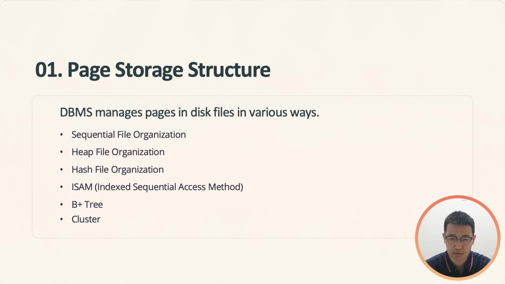Okay, about the page storage structure. In fact, in the DBMS, the database management system, there are different ways to manage the corresponding pages in the disk. You can arrange the pages according to a sequential file organization, or keep them in the heap way of organizing the file. And then we'll probably talk about hashing or index sequential access method, or ISAM. But today we'll explain how a DBMS manages the pages in a disk file by keeping the file organized.